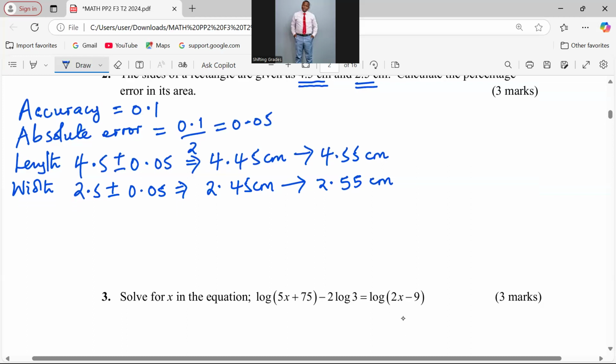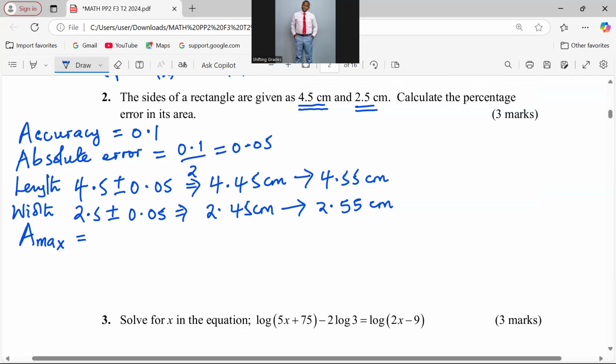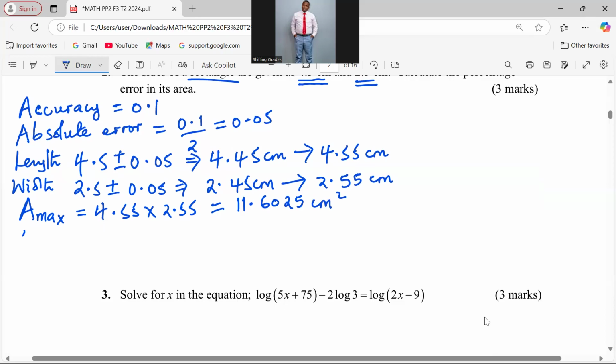Now, with the limits within which the dimensions have been recorded, ladies and gentlemen, we can proceed to calculate something that we call maximum area. Let me call it area max, which will be given by the upper limits multiplied. Remember, being a rectangle, we just need length times width. So for area maximum, we need the maximum length multiplied by maximum width. This gives us 4.55 multiplied by 2.55. This will be 11.6025 square centimeters.